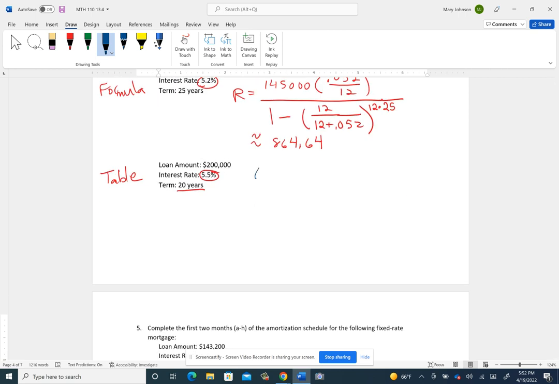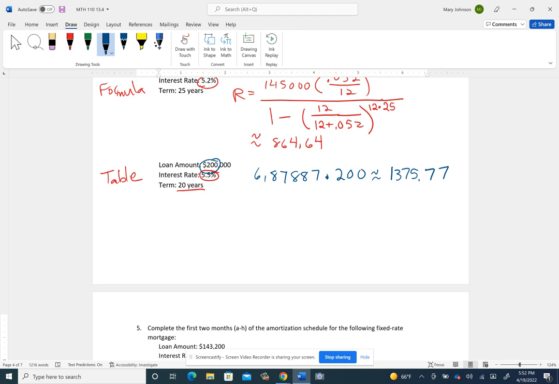So from the table, I get 6.87887. So that's supposed to be the payment if I had borrowed $1,000. I borrowed $200,000. So I'm going to multiply by 200. And when I do, I get about $1,375.77. And I would get the same thing if I used the formula, but the table is just so much easier. So that would be the preferred way to do it.